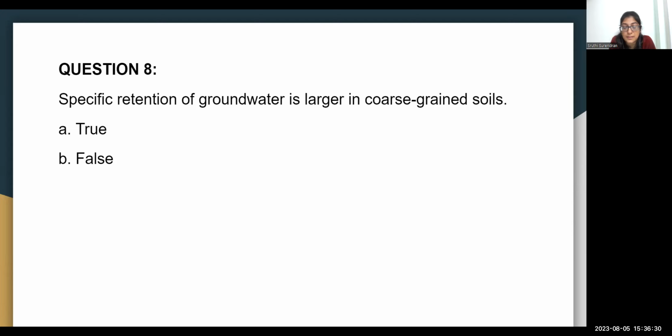Right. Yes, your analysis is kind of right. In coarse grain soil, the void spaces will be larger. The water has a capacity to drain out of it more easily. Ishwar has said false. Okay, thank you for your answers. Let's move on to the solution.